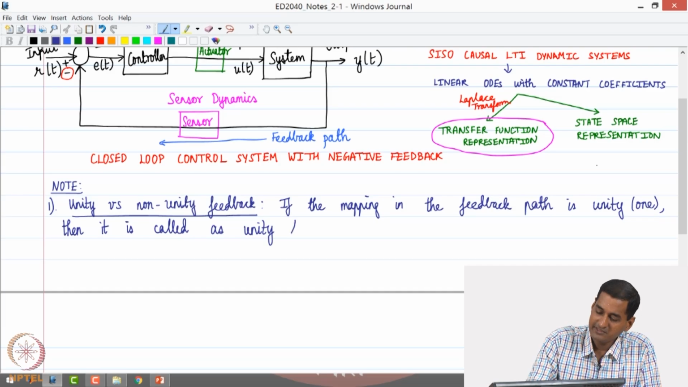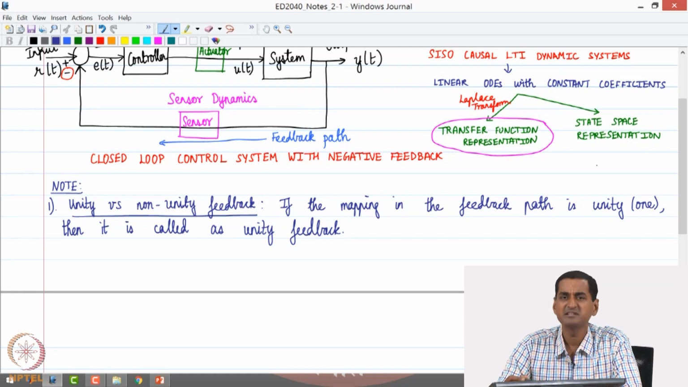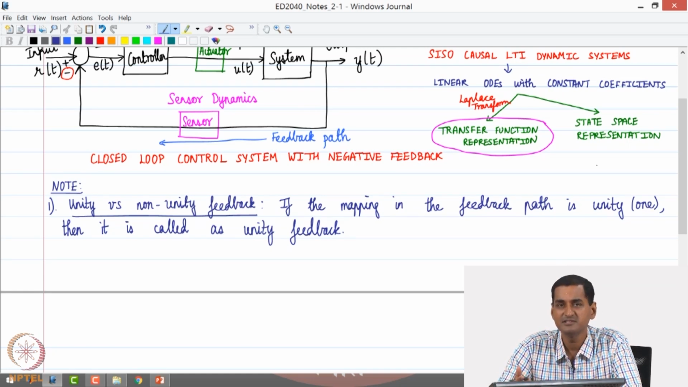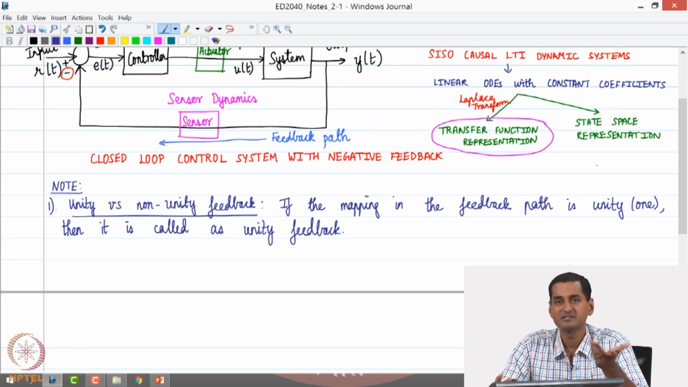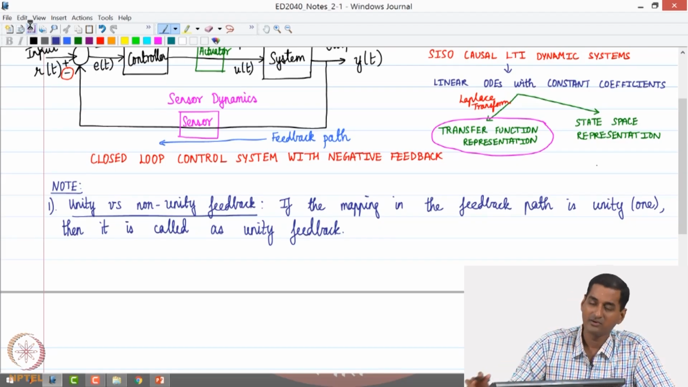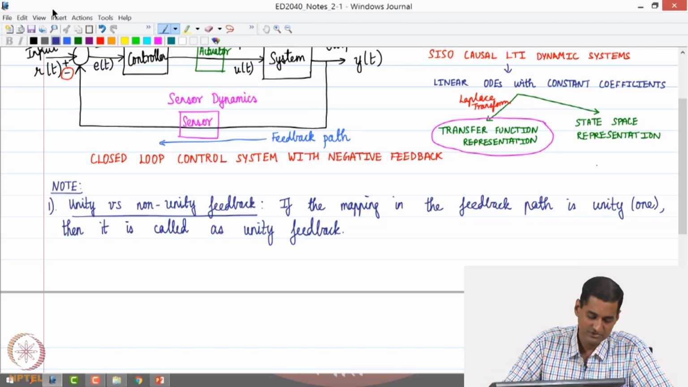So, we would use this definition later on, okay. Because we would have mappings in the feedback path which are going to be represented by corresponding transfer functions, and if we essentially have unity feedback, that particular transfer function for the feedback path will be 1, okay. So, we are going to learn all these ideas later on in the course, but this is a definition of what is called as unity feedback, okay. So, that is something which we should remember, okay.